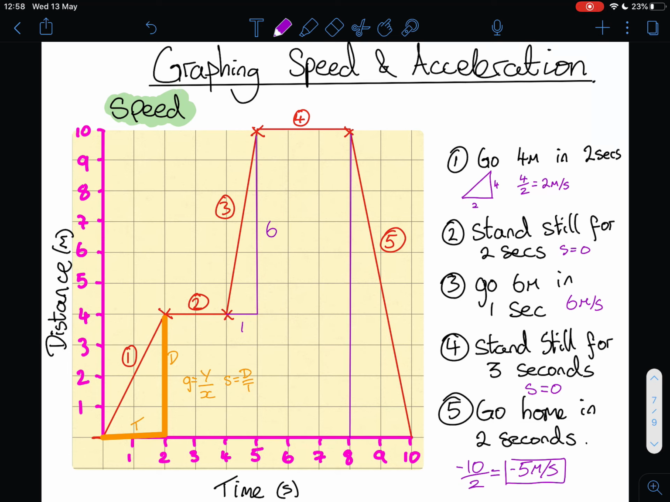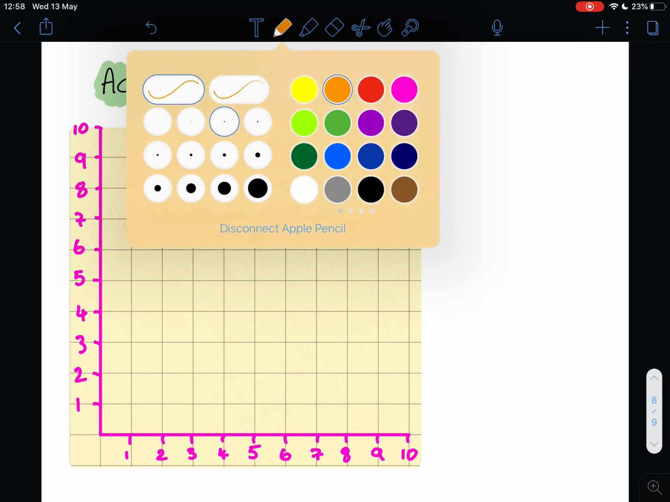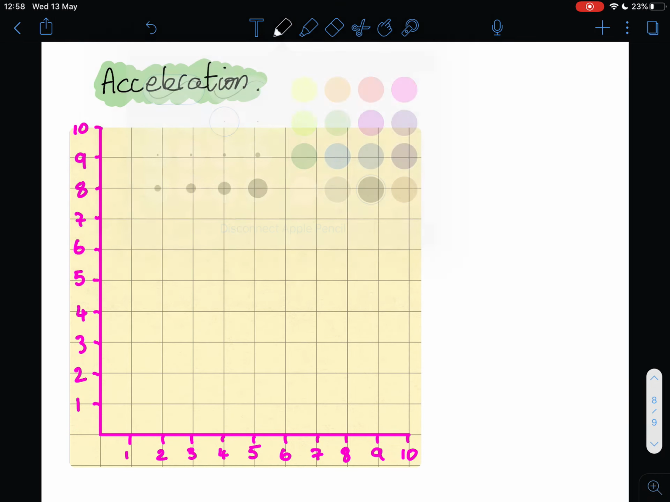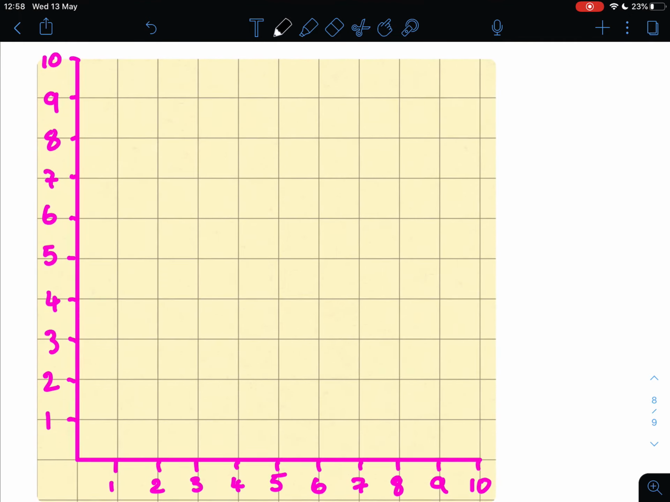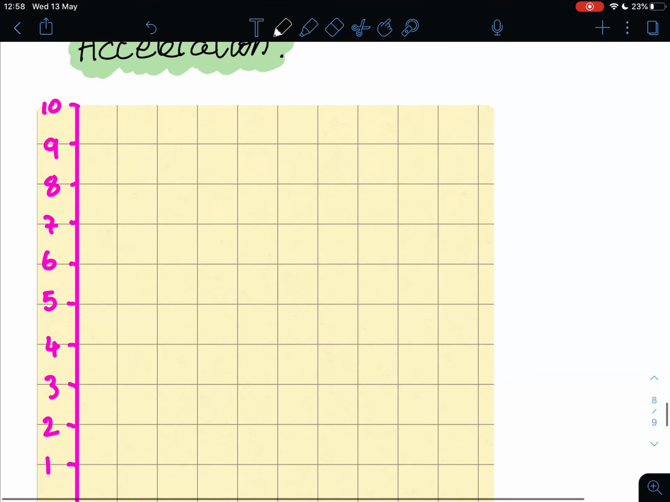Right, the next one, a little bit trickier, acceleration. So we're going to plot again a route. Now this time, the axes of an acceleration graph are time, again at the bottom, time in seconds, but up the side this time it is velocity. It's not distance. So velocity in meters per second. So similar kind of thing.